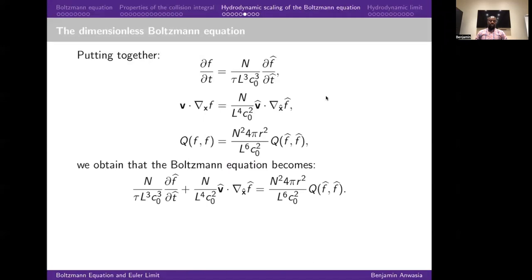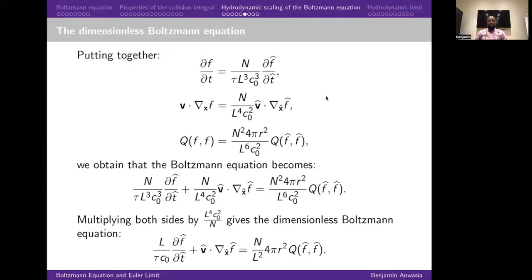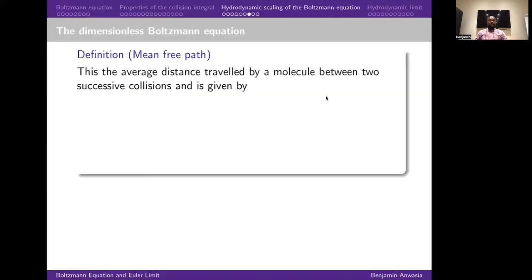Now, by multiplying both sides of this form of the Boltzmann equation by L to the power 4 times C0 squared divided by N, we obtain the dimensionless Boltzmann equation. Now, let me introduce the notion of the mean free path, which is the average distance traveled by a molecule between two successive collisions. Can you please go back to the previous slide?